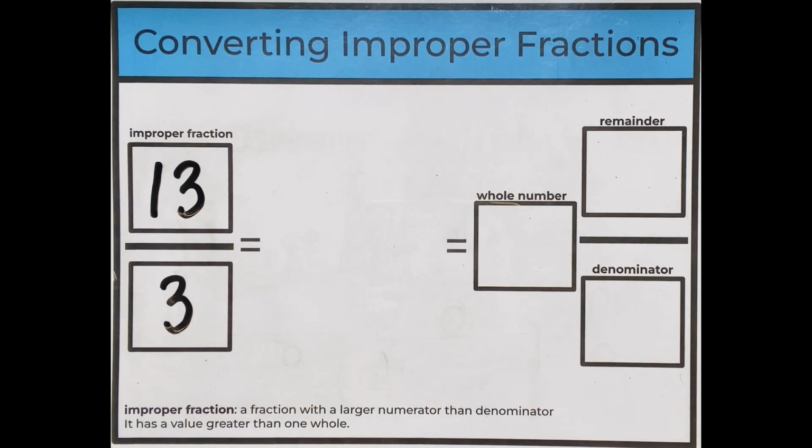Let's get started. Today we're going to practice converting improper fractions. An improper fraction is a fraction with a larger numerator than denominator. It has a value greater than 1 whole. So anytime this numerator is larger than your denominator, it's an improper fraction.